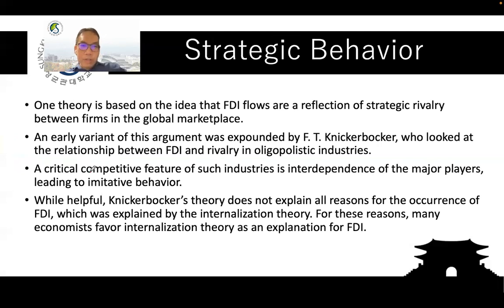So let's look at some theories right now, theories of FDI. The first one, see here, by Knickerbocker. This is exactly what we just talked about, the oligopolistic industry. He was looking into the relationship between FDI and rivalry in oligopolistic industries. If we have this kind of industry, a lot of oligopolists, there will be interdependence of major players, and that will lead to imitative behavior. If the first or the second biggest player makes a move, like doing FDI somewhere in Nepal, then the others will most likely follow suit, because we think that maybe they have a secret move that has been well analyzed and calculated. So we'll follow suit immediately.